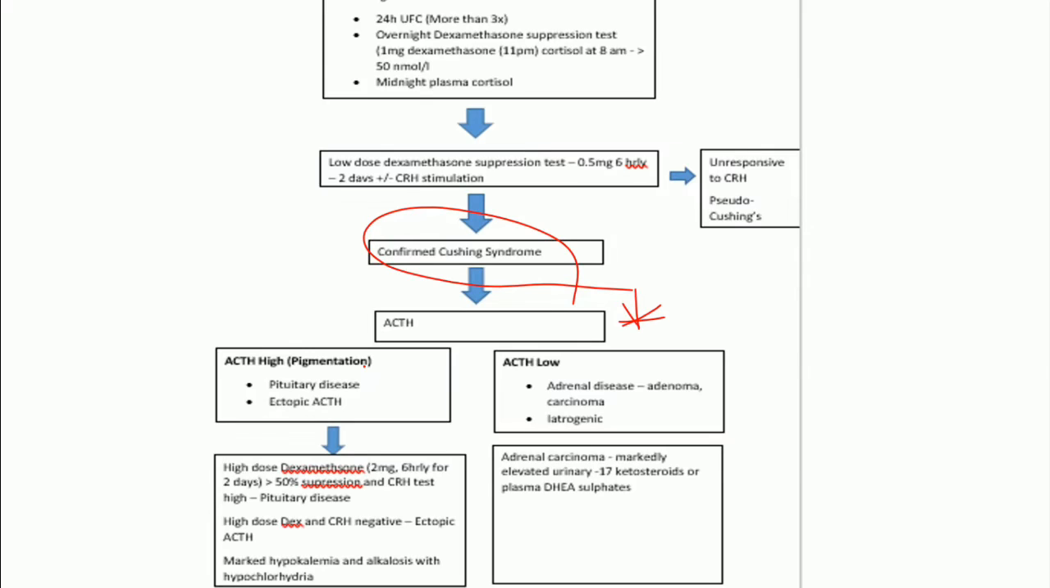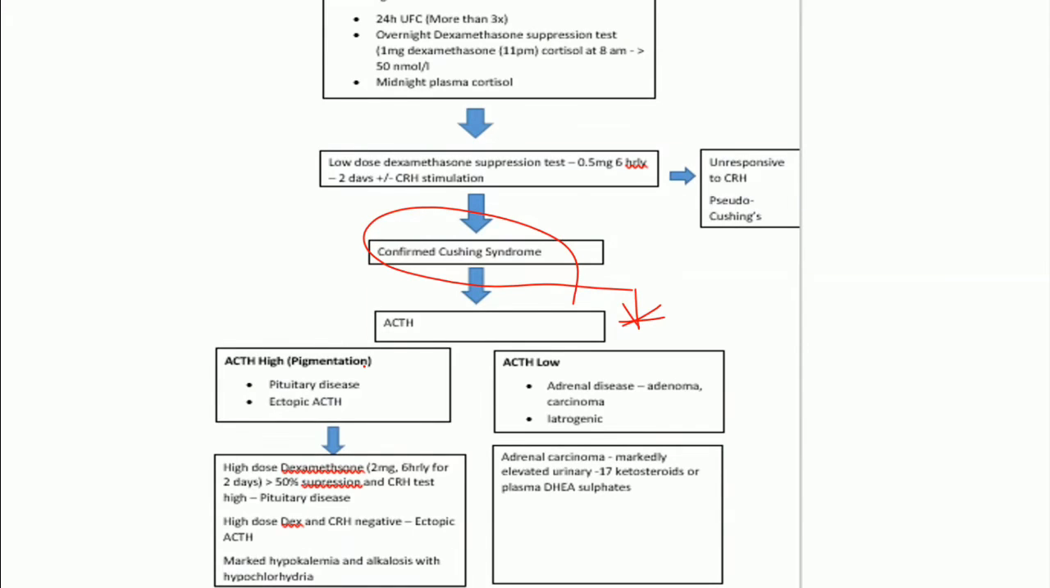So still there is a little bit of regulation within that axis in the pituitary. But in ectopic ACTH, they don't respond to high dose dexamethasone and they don't respond to CRH stimulation. That's what Hasni was asking. So ectopic ACTH, they don't respond to CRH stimulation because there is no regulation within that axis.